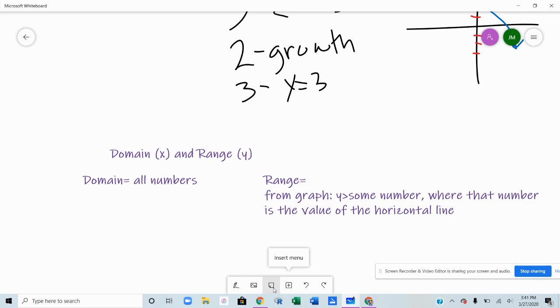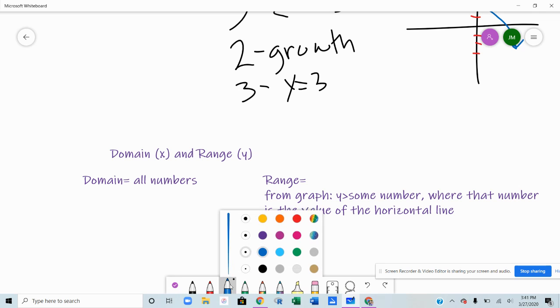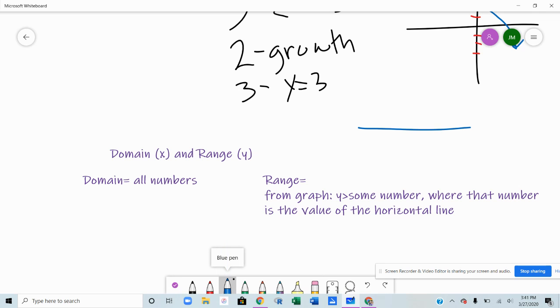So let me draw you in a quick example. That's a bad example. So right here, with this graph, it's never going below y equals 2. So my graph shows me my range is y is greater than 2. It's not equal to 2 because remember, it doesn't ever actually cross this 2. So it's y is greater than 2.